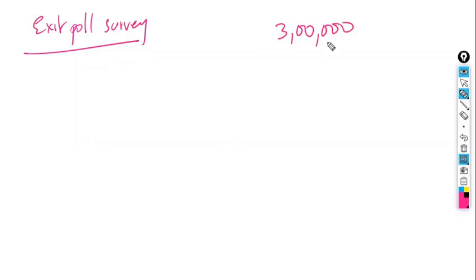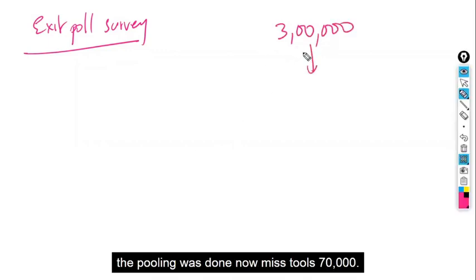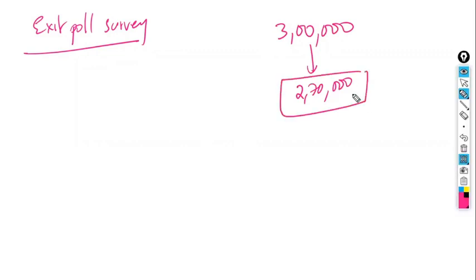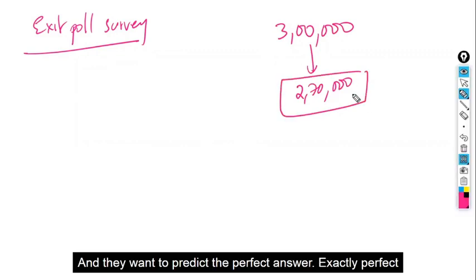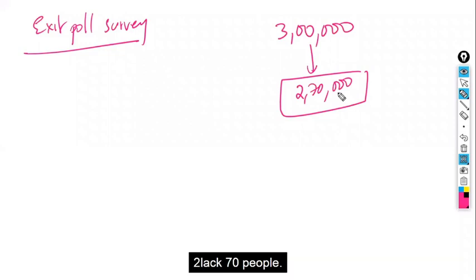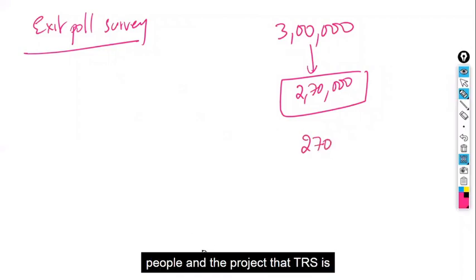Assume. Now, out of the 3 lakh voters, 90% polling was done. Now, that is 2 lakhs 70,000. Now they want to predict the perfect answer. Exactly perfect answer they want to predict, miss, they have to collect all the data from 2 lakh 70 thousand people. But what they will do, they'll just collect from 2 lakh 70 thousand, just 270 people, and they will project that TRS is going to win in this area.